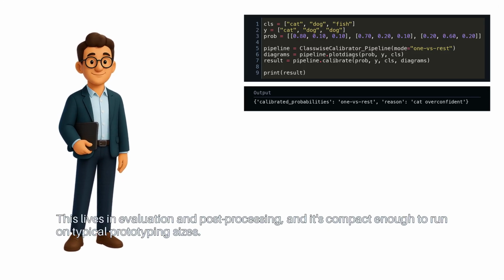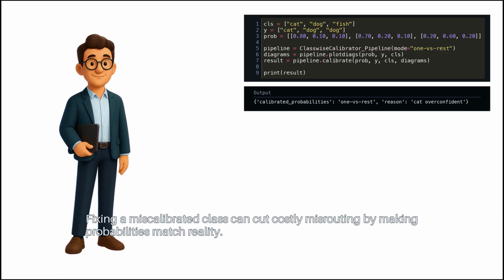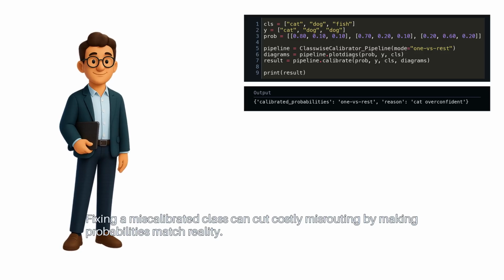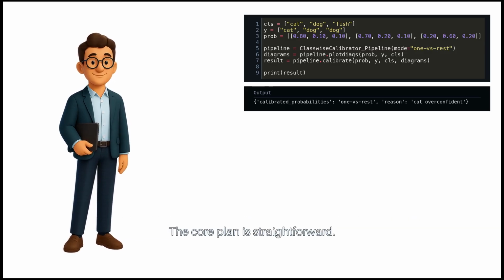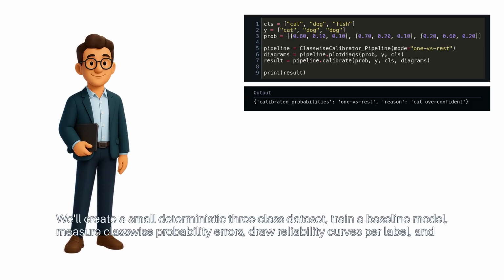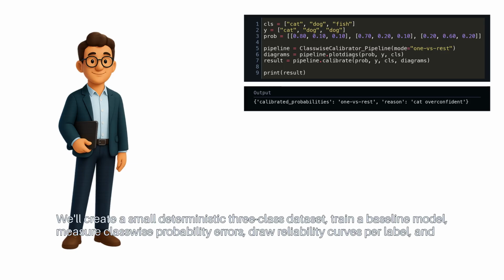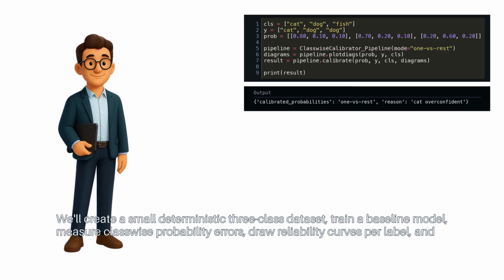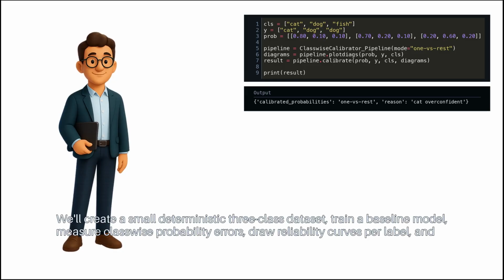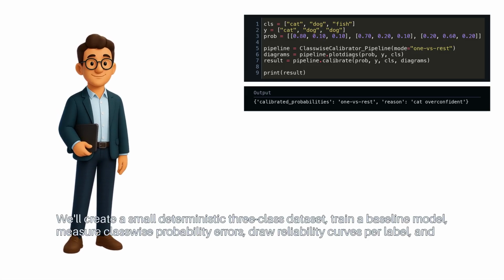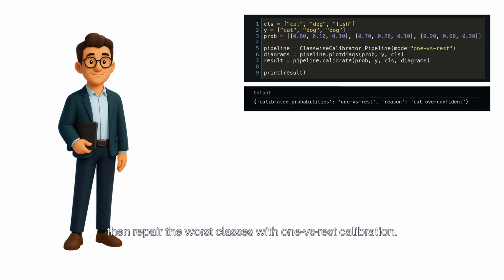This lives in evaluation and post-processing, and it's compact enough to run on typical prototyping sizes. Fixing a miscalibrated class can cut costly misrouting by making probabilities match reality. The core plan is straightforward. We'll create a small deterministic 3-class dataset, train a baseline model, measure class-wise probability errors, draw reliability curves per label, and then repair the worst classes with OneVsRest calibration.